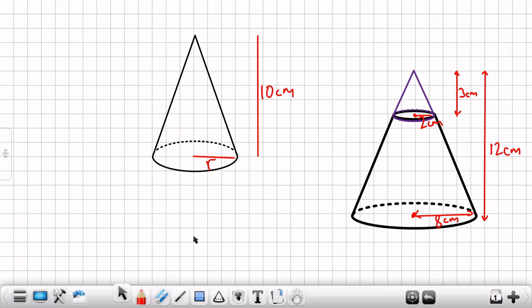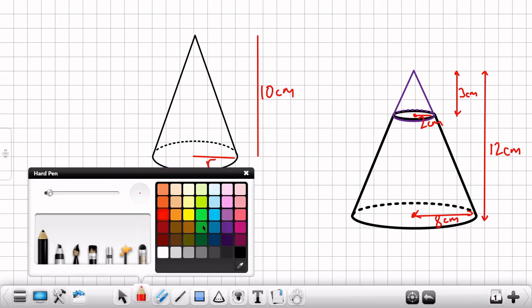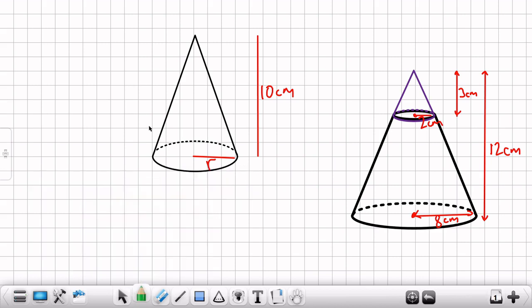Right, this is a continuation of a previous video that I made on how to work out the volumes of cones and pyramids. So you need to watch that video first before you see this video. Let's suppose we've got a cone here.